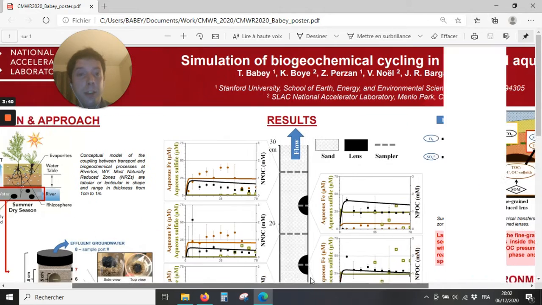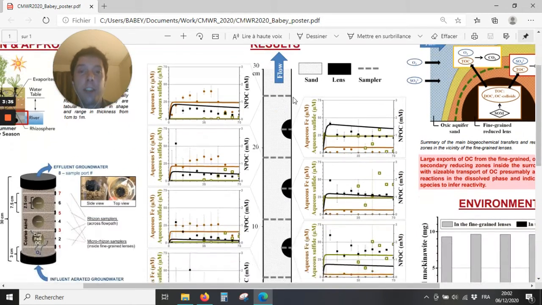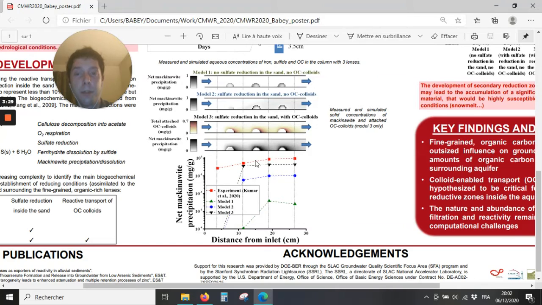At the center of the poster, you will find the calibration results for the aqueous phase. So inside the lenses on the right here, and inside the sand here on the left. And at the bottom of this center part, you will find the calibration results for the solid phase.